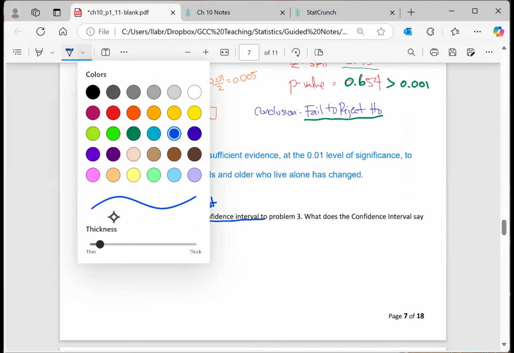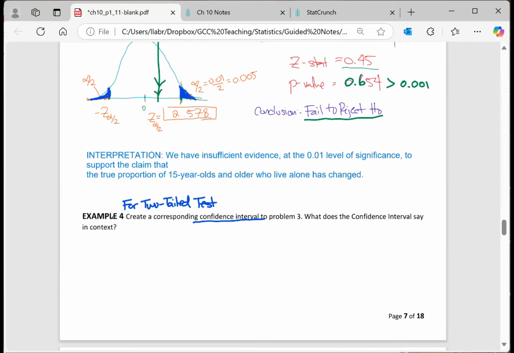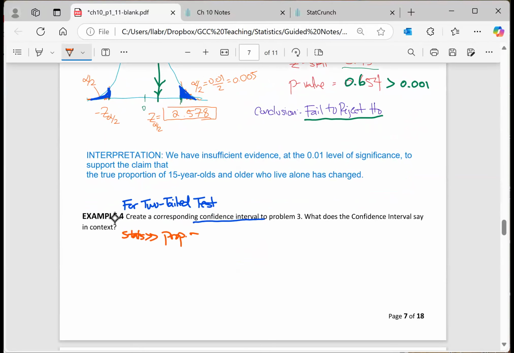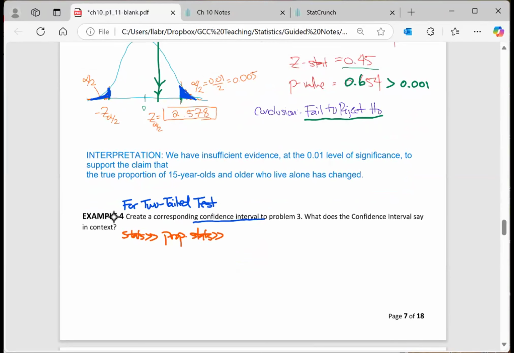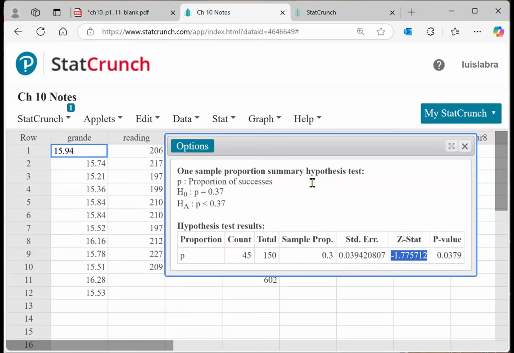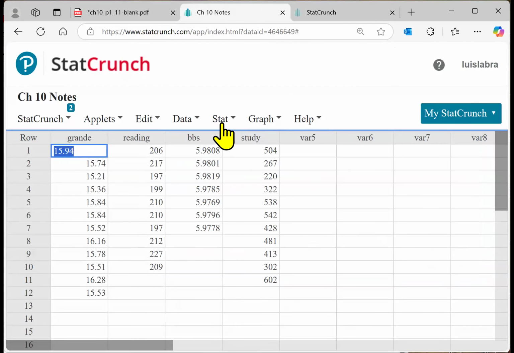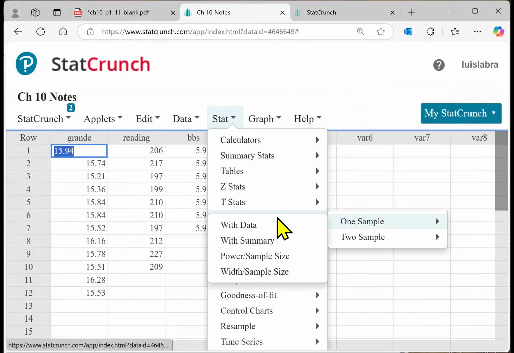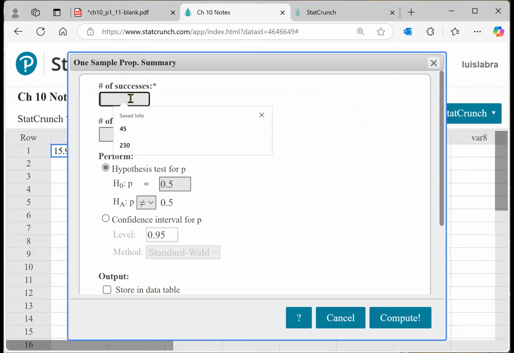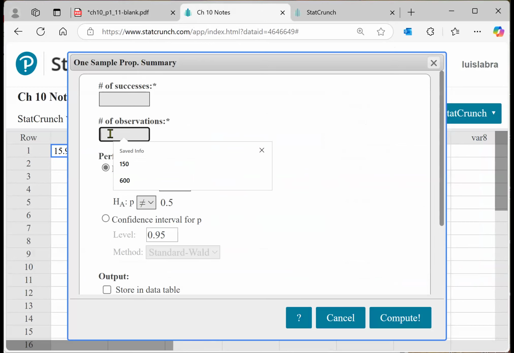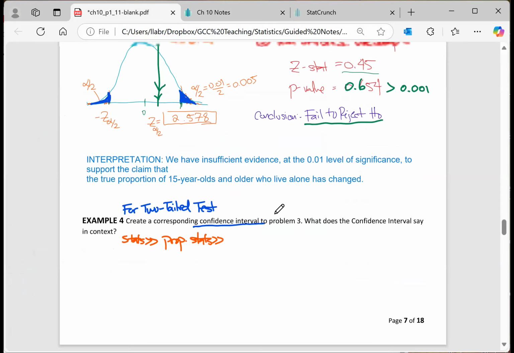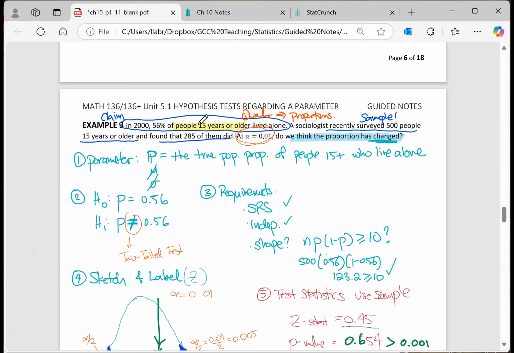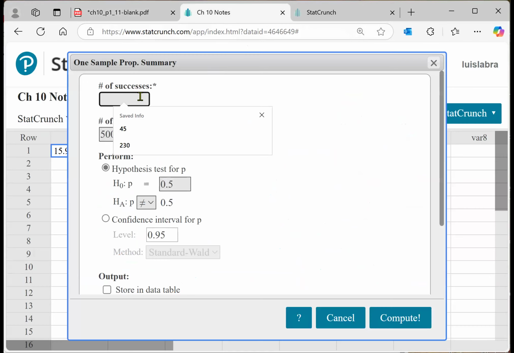I'm not going to do it by hand. We have StatCrunch. The command is Stats, Proportion Stats, and then we just figure it out. So we're going to go to Stats, One Sample, with summary. The number of successes: in my sample of 500, let me take a look, 500, yeah, and 285 of them did. 285.